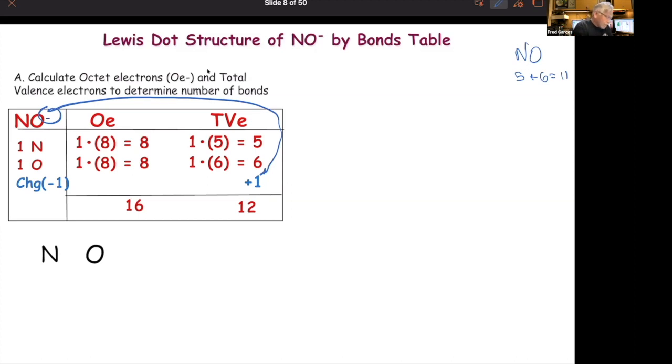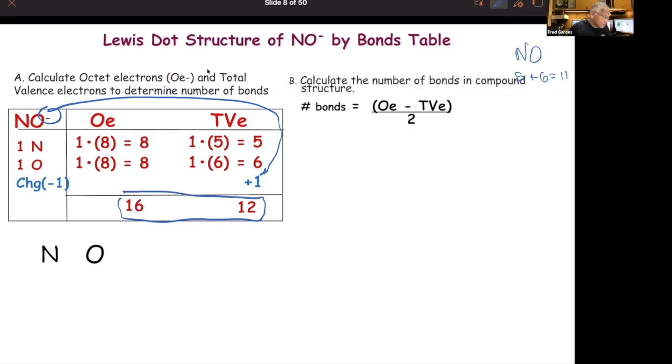Anyway, again, you get these 2 famous numbers. Those 2 numbers right there tell you the number of bonds. So we have 16 minus 12, that's 4, divided by 2, there's 2 bonds in this structure. So the only way you're going to put 2 bonds is just draw 2 lines. In that 2 bonds, you've committed 4 electrons.